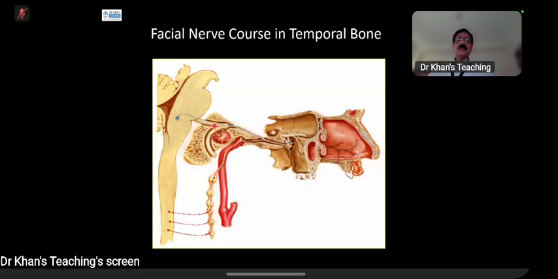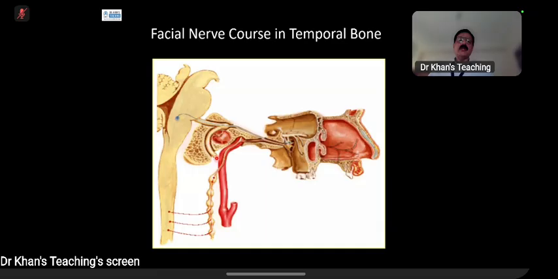Now, coming back, we are not worried about that, but this concept should be known to you. From the geniculate ganglion, the facial nerve turns 90 degrees backwards, and this portion is known as the tympanic portion, and this portion is very well seen on a CT scan, and I'll show you. And then it goes posteriorly, and then it goes vertically down.